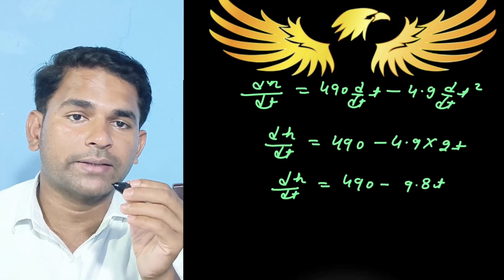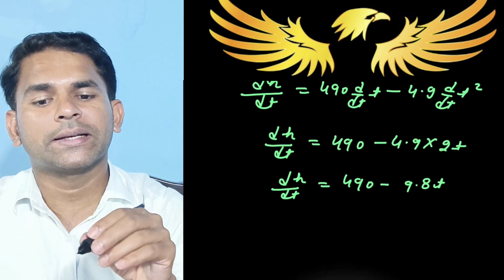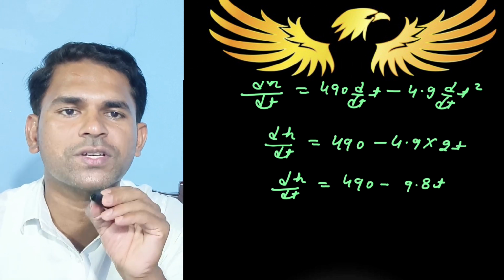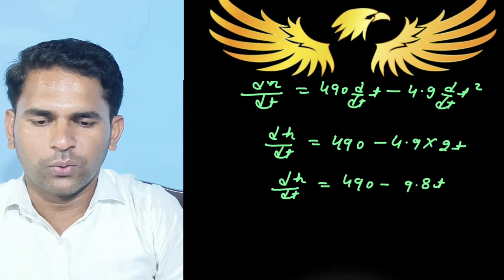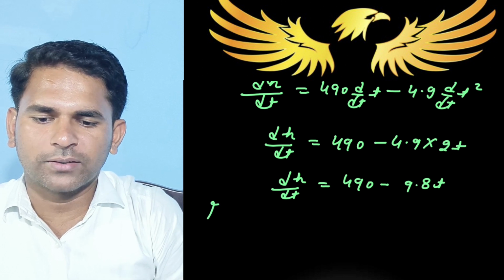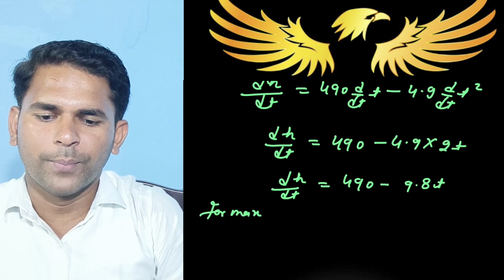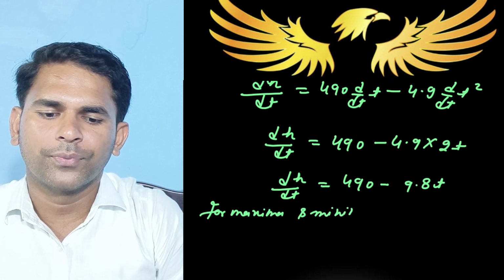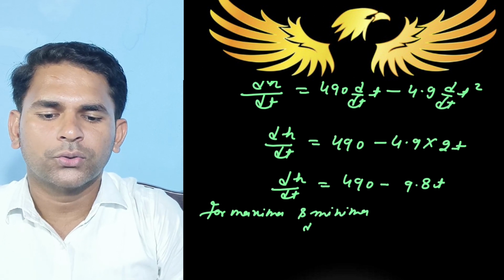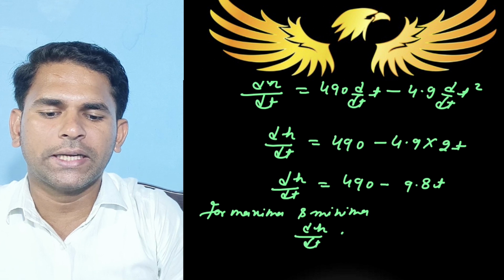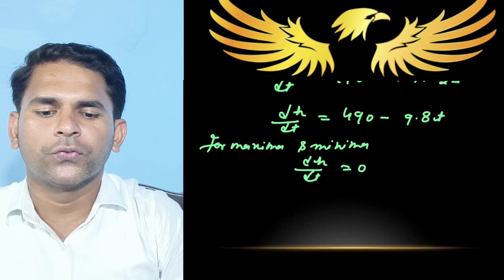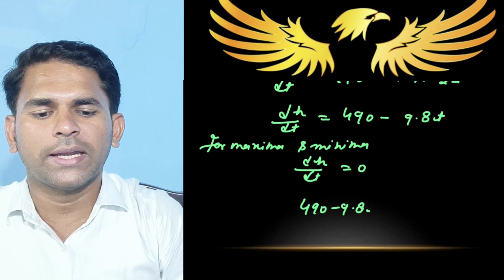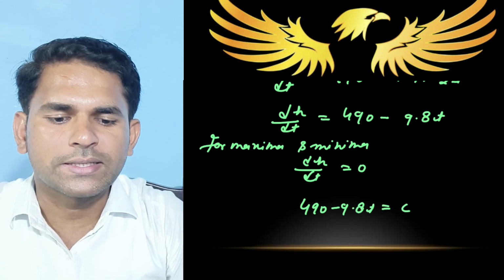So we need to find the maximum situation. What we can consider is this differentiation value as 0. So for maxima and minima, we consider dh over dt to be 0. Finally we can write 490 minus 9.8t is equal to 0.